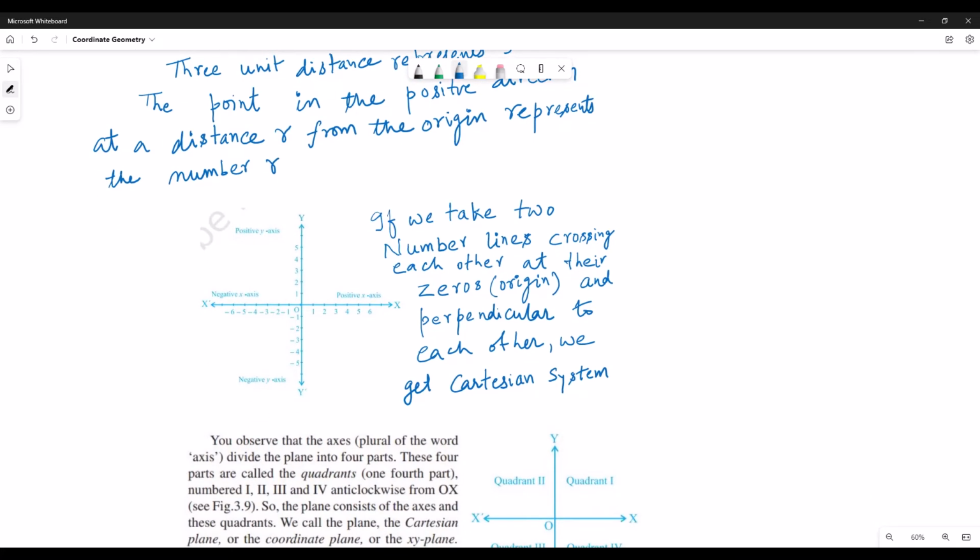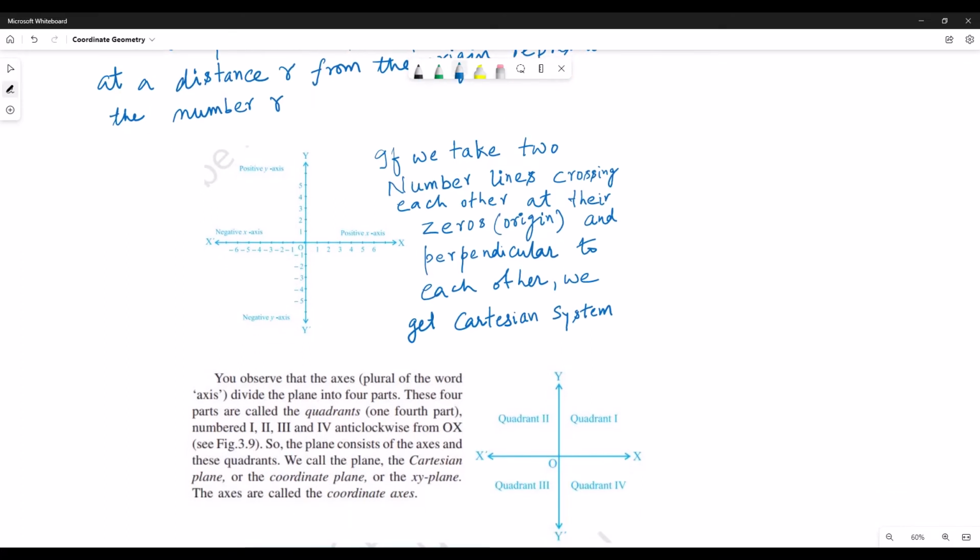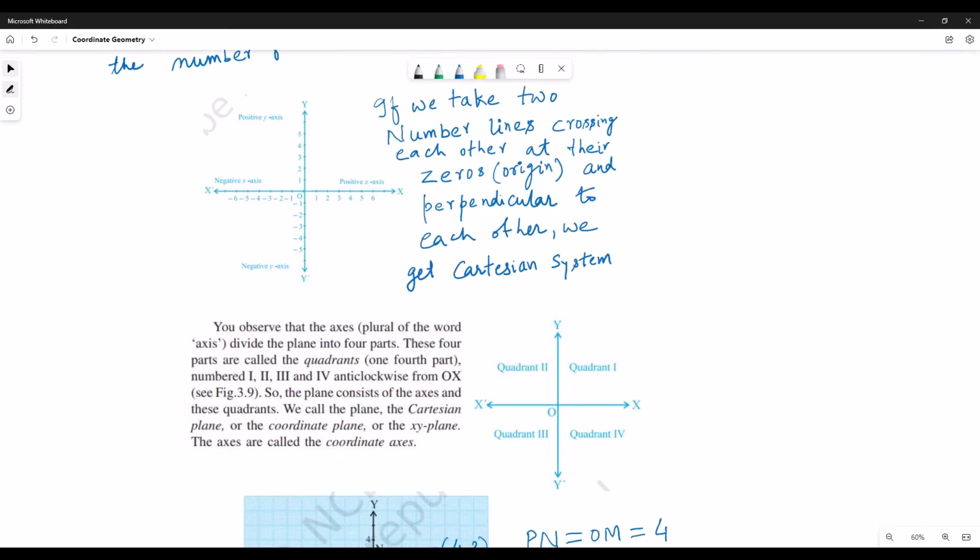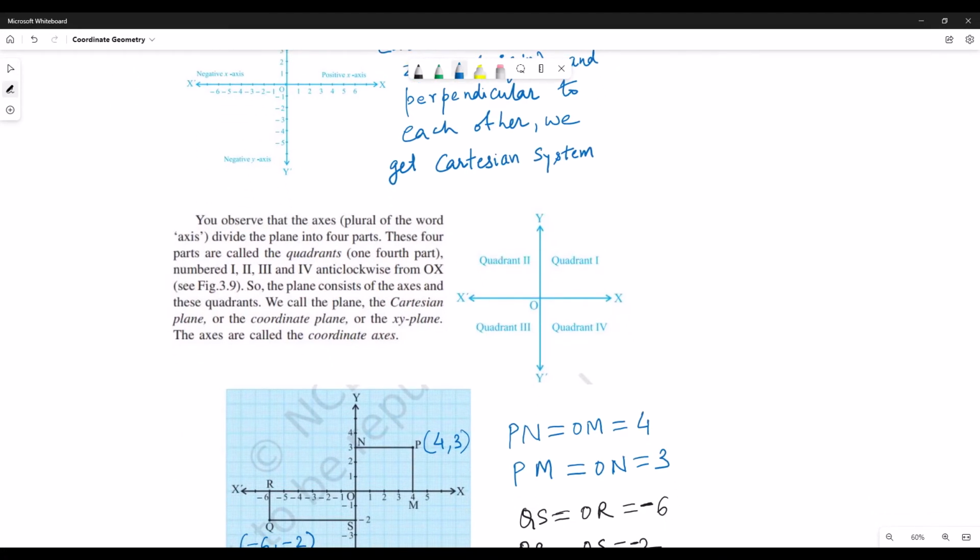So if we take two number lines crossing each other at their zeros and perpendicular to each other, we get the Cartesian system. From the origin, these are the two number lines, right? This is the x-axis and we call this the y-axis. This is the positive x-axis and this is the positive y-axis. On the downside, this is the negative y-axis. On the left side, this is the negative x-axis. And further, we divide the plane into 4 quadrants.